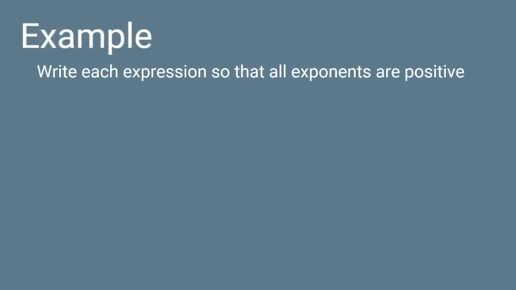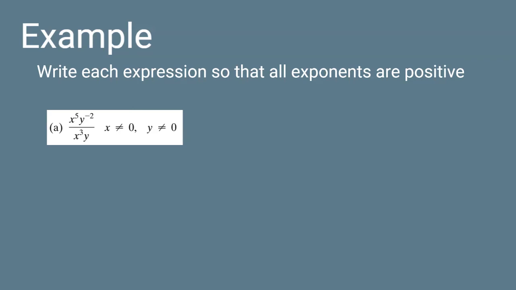Let's do some more advanced examples. We're going to write each expression so that we only have positive exponents. Here's our first example. Now, it may look ugly, but it's really not that bad. We are getting all the exponents to be positive, so what is negative? Well, the y to the minus 2 in the numerator is negative.